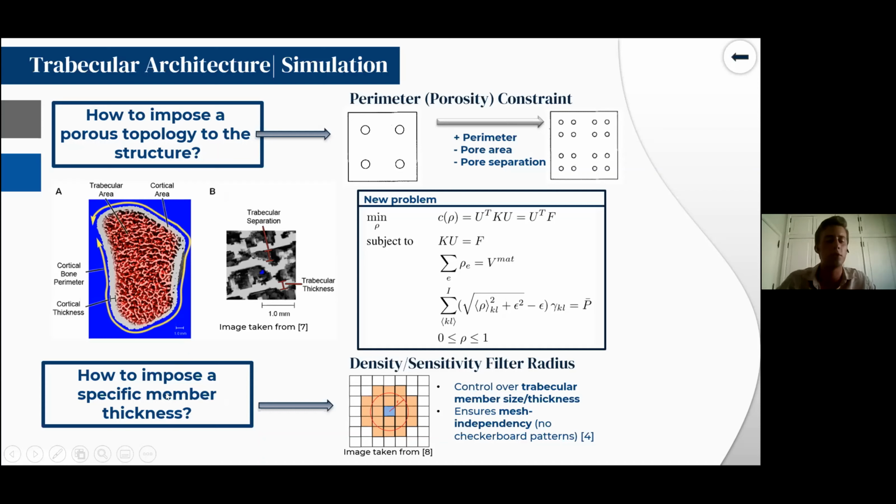And how do we impose a specific member thickness? Well, we use something called a density or sensitivity filter, which is very commonly used in topology optimization, in which one element will depend on the neighboring elements within a specific radius. And so we can control the thickness of the members of our structure.